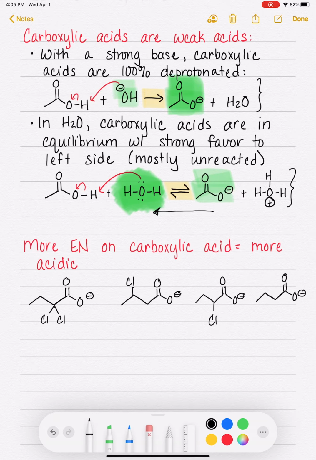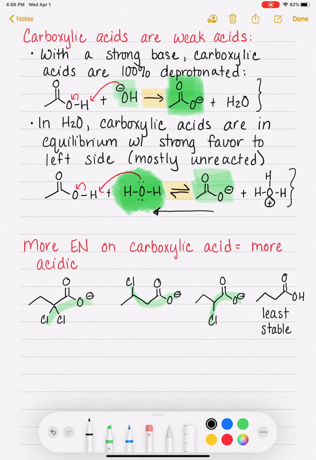Electronegative atoms, like chlorines, like all halogens, are great at stabilizing negative charges because they drag the negative charge towards them because they're electronegative, and they help delocalize that negative charge. So when you have no halogen at all, like this little guy out here, this is going to be the least stable of all of the carboxylic acids because it doesn't have anything helping it to stabilize.